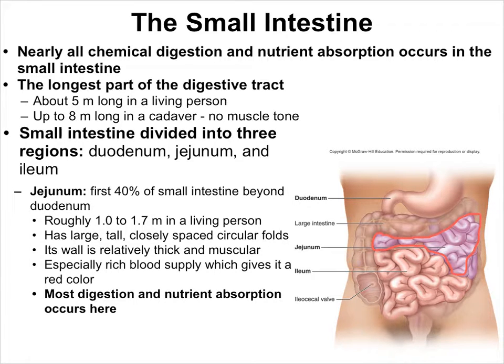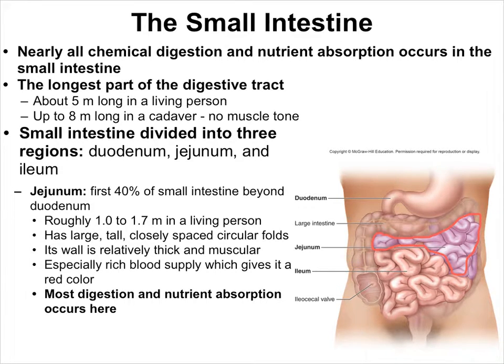The jejunum is where most digestion and absorption occurs. So remember, the digestive juices, the enzymes, were injected in the duodenum, but food is going to move out of the duodenum before those enzymes actually have enough time to get to work. Where they're going to be working, doing the digestion, actually breaking apart all of that food, is in the jejunum.